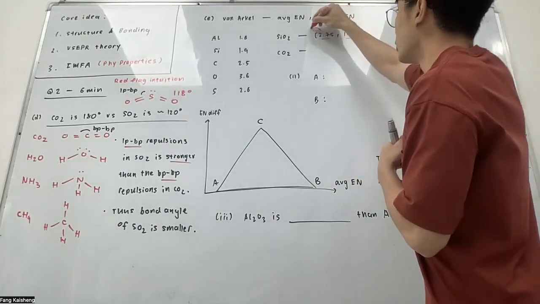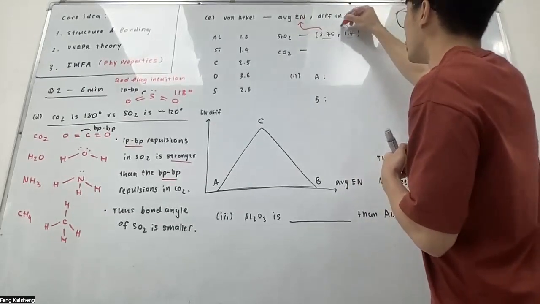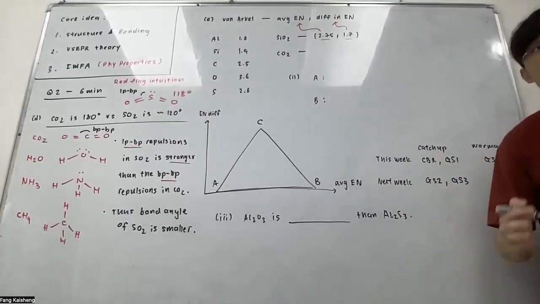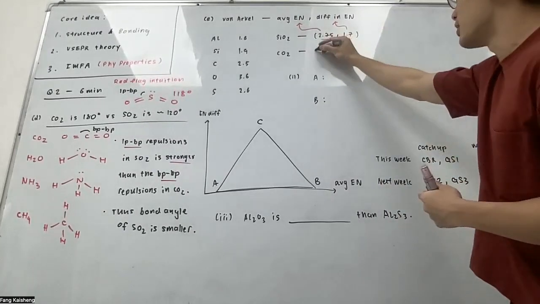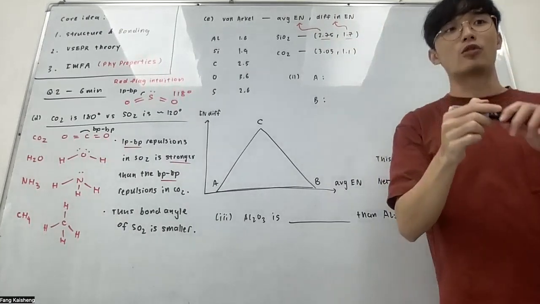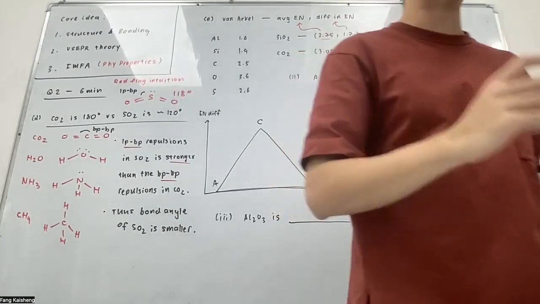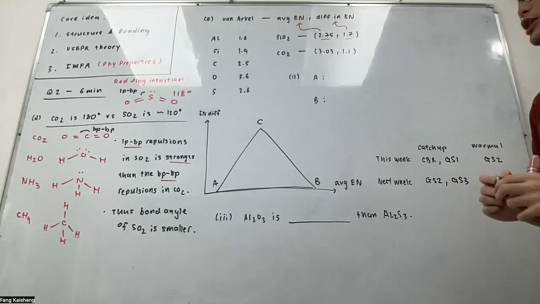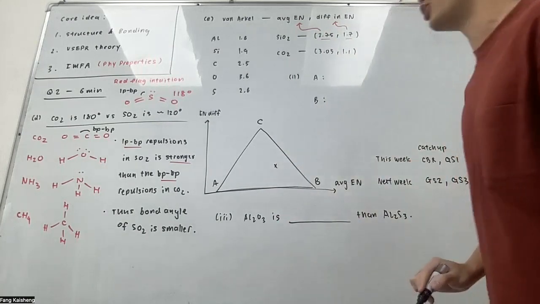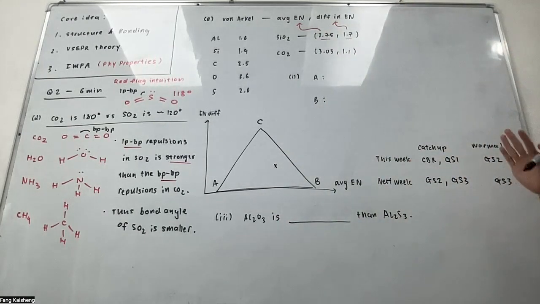I'm sure you all know 2.75 represents the average. This one explains the difference. So all you need to do is repeat the same thing. For carbon dioxide, it is 3.05 and 1.1. Maybe I see a little bit of your graphs, some of them are drawn a little bit wrong. Your graph should lie somewhere here actually, somewhere there.